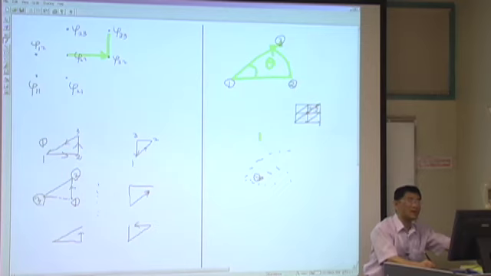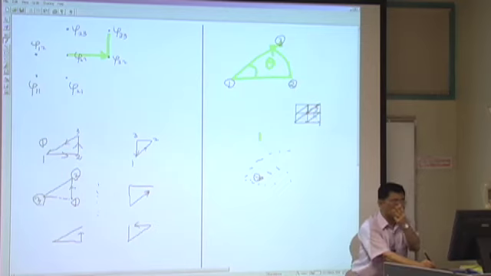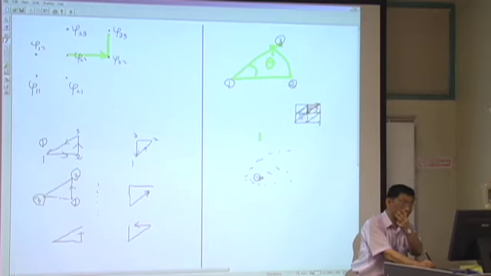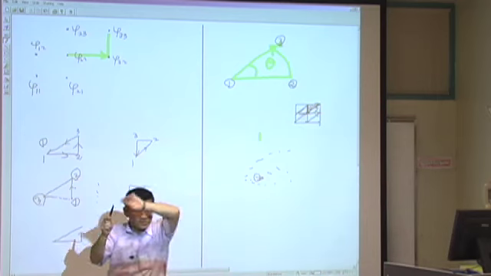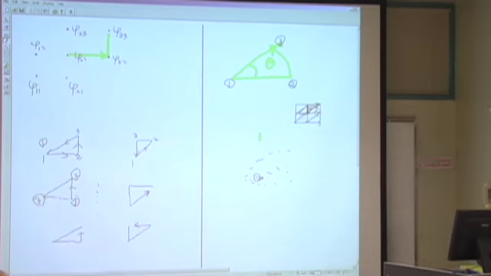1, 2, 3. We need 3 points, right? So 1, 2, 3. So we covered this triangle. And then 1, 2, 3. So we covered this triangle. And then 1, 2, 3. So we follow these things to cover all the surrounding triangles.